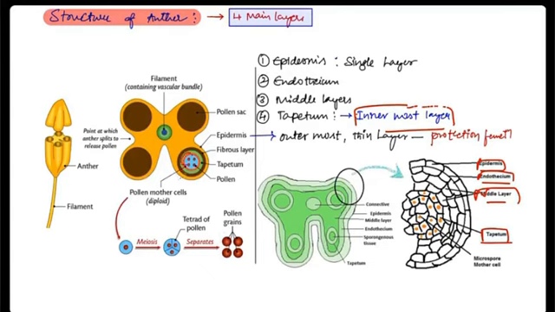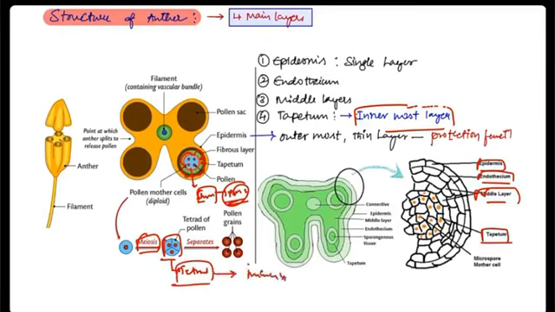So we can discuss microsporogenesis here. The pollen mother cell will go into the process of meiosis, where it will form a structure called a tetrad. This tetrad will eventually separate, which will give rise to microspores. So what is the difference between microspore and pollen grain, if anyone knows?